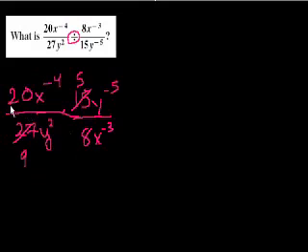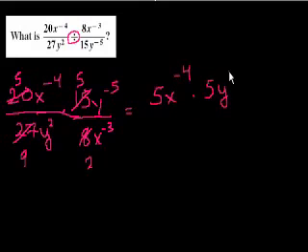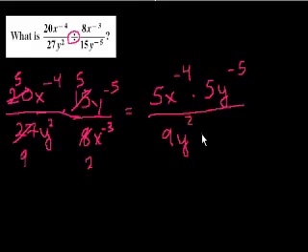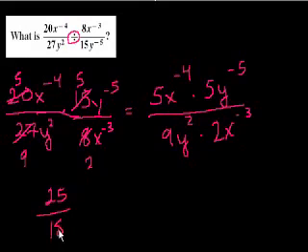Anyway, let's just keep simplifying. If you divide this by 4, you get 5. If you divide this by 4, you get 2. And let's see, I don't want to do too many steps all at once. So you get 5x to the minus 4th times 5y to the minus 5th, all of that over 9y squared times 2x to the minus 3. So let's get all the numbers out. So that is equal to, see, 5 times 5 is 25, 25 over 9 times 2 is 18.